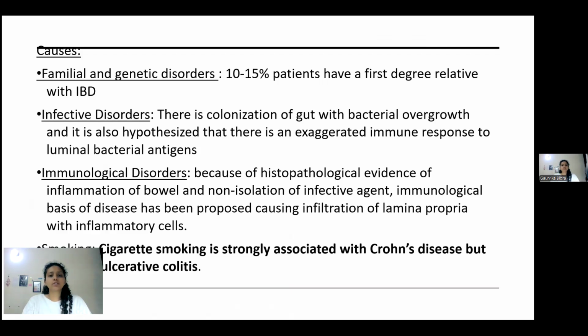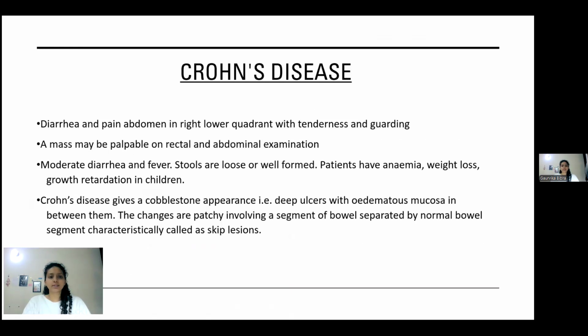Causes: familial and genetic disorders. 10 to 15% of patients have a first degree relative with IBD, whereas in infective disorders, there is colonization of the gut with bacterial overgrowth. Immunological disorders: because of histopathological evidence of inflammation of the bowel and non-isolation of an infective agent, an immunological basis of disease has been proposed. Cigarette smoking is strongly associated with Crohn's disease but is not associated with ulcerative colitis.